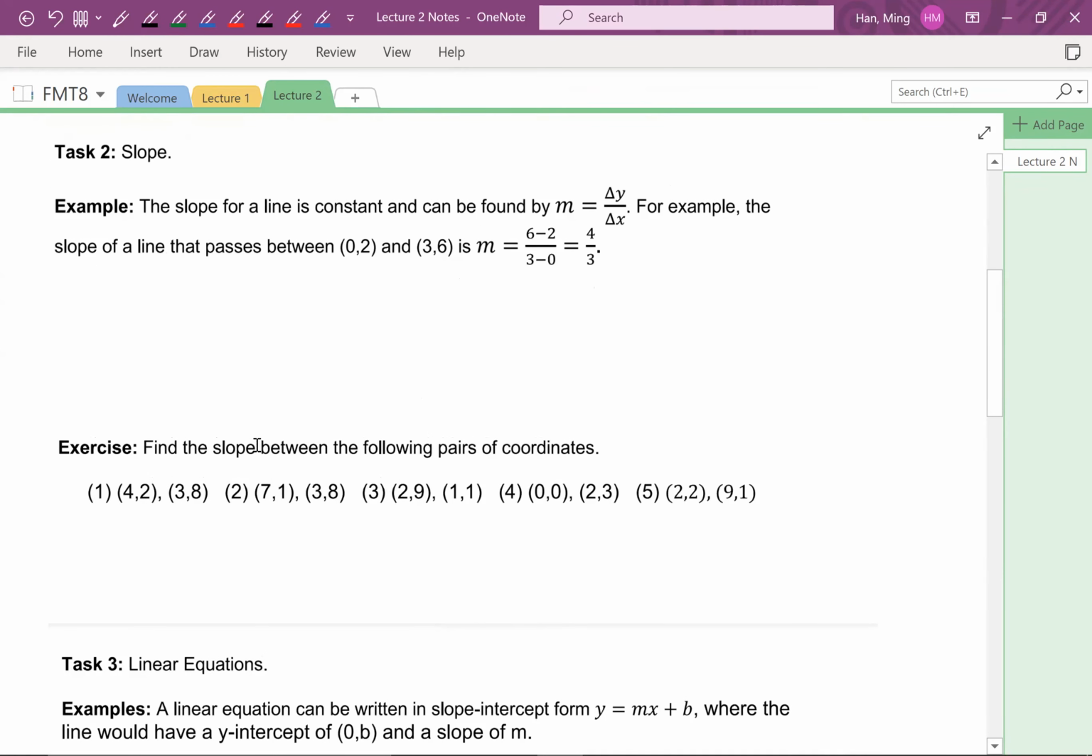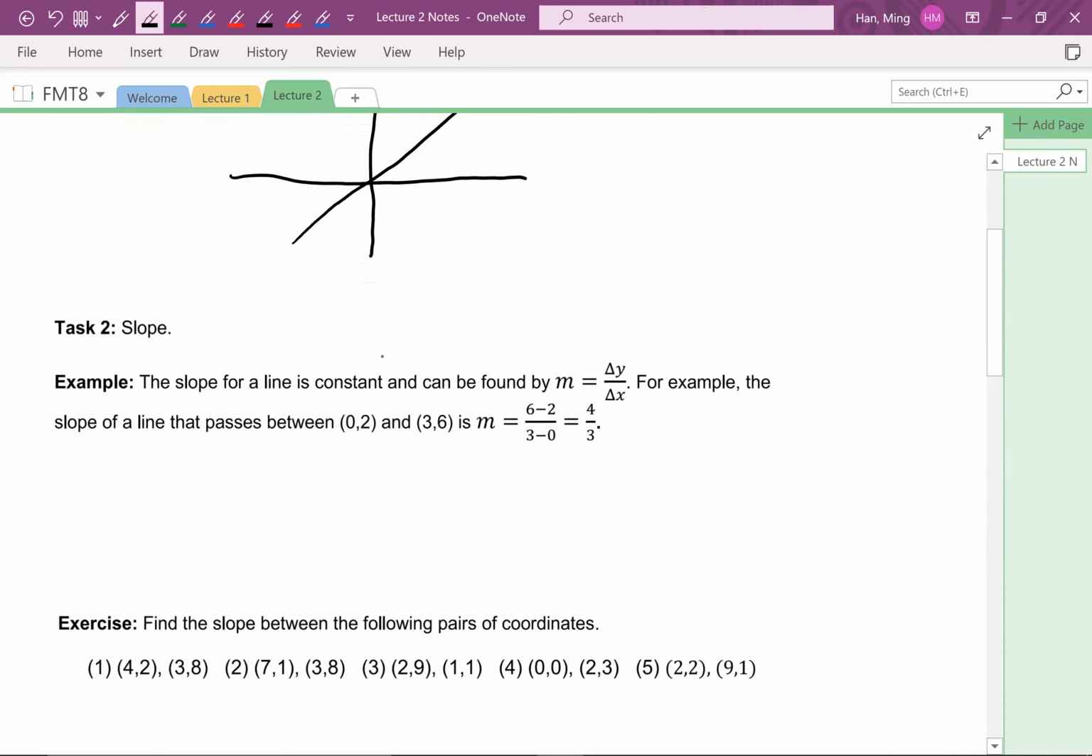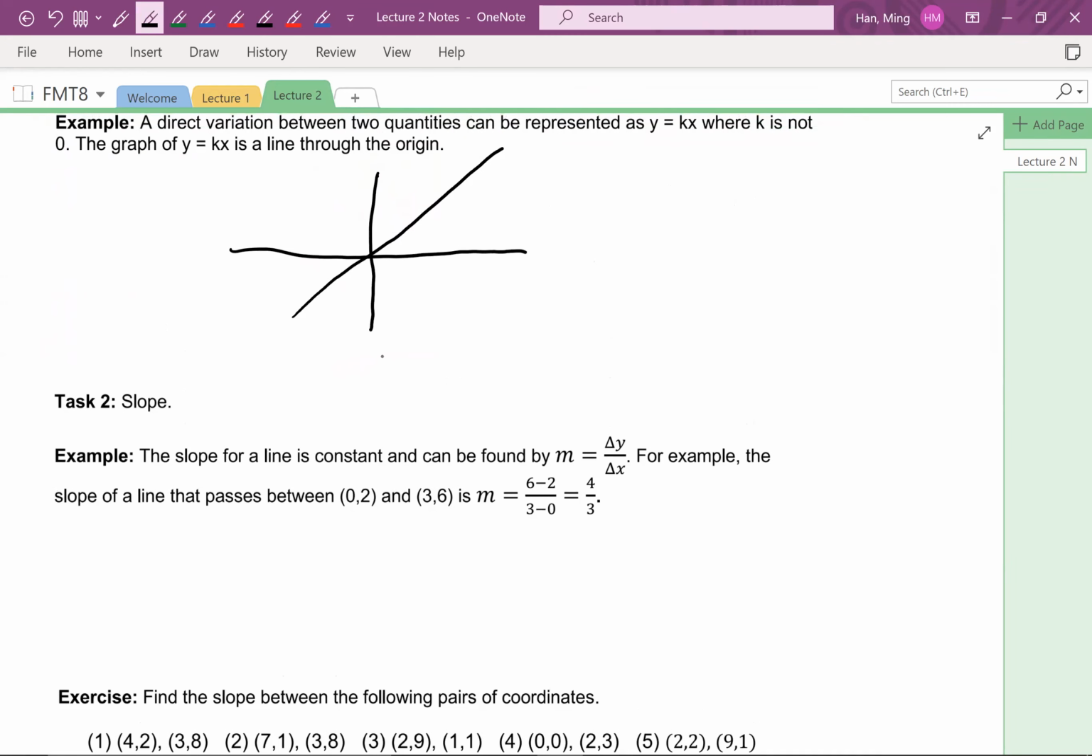So how can you find the slope of a line? Well, when you have 2 points on the graph that I showed up here, so let's say that for a direct variation, we have the point 0, 0, and we have a point up here, and let's say it's maybe 3, 1.